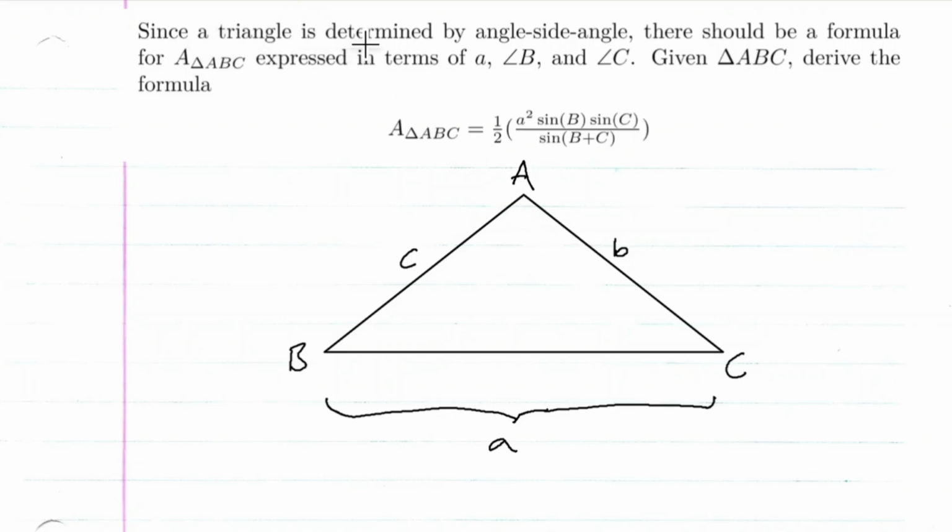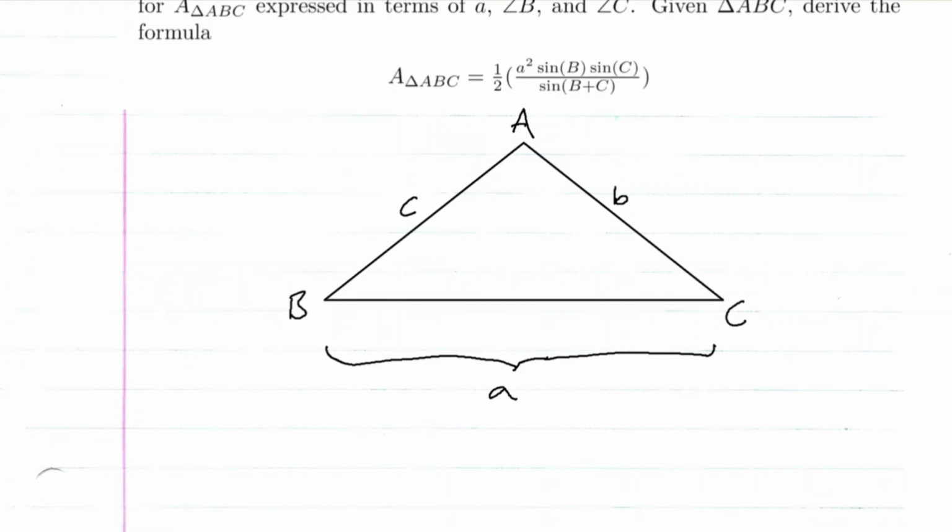Since a triangle is determined by angle-side-angle, there should be a formula for the area of triangle ABC expressed in terms of side A, angle B, and angle C. Given triangle ABC, derive the formula. We want to derive that the area of triangle ABC is equal to 1/2 A squared times sine B times sine C over sine of B plus C.